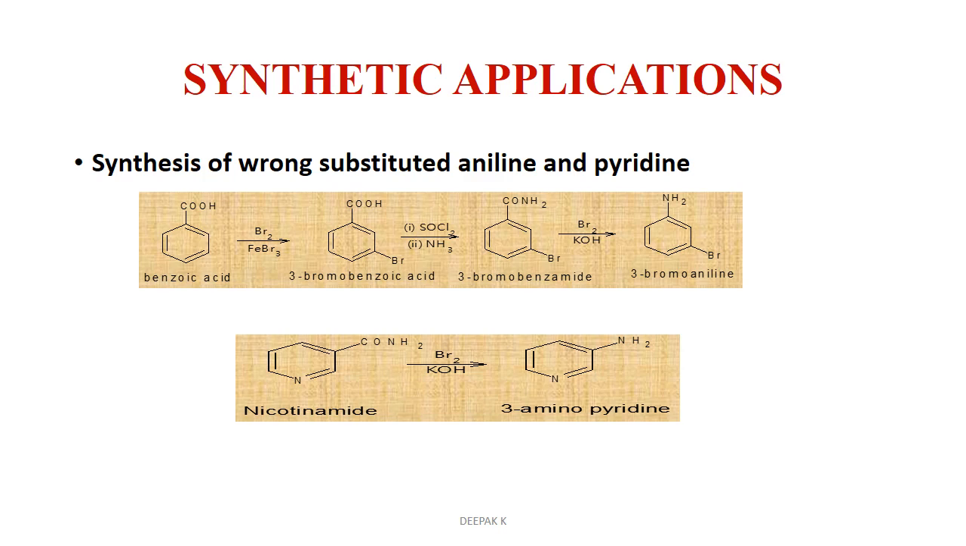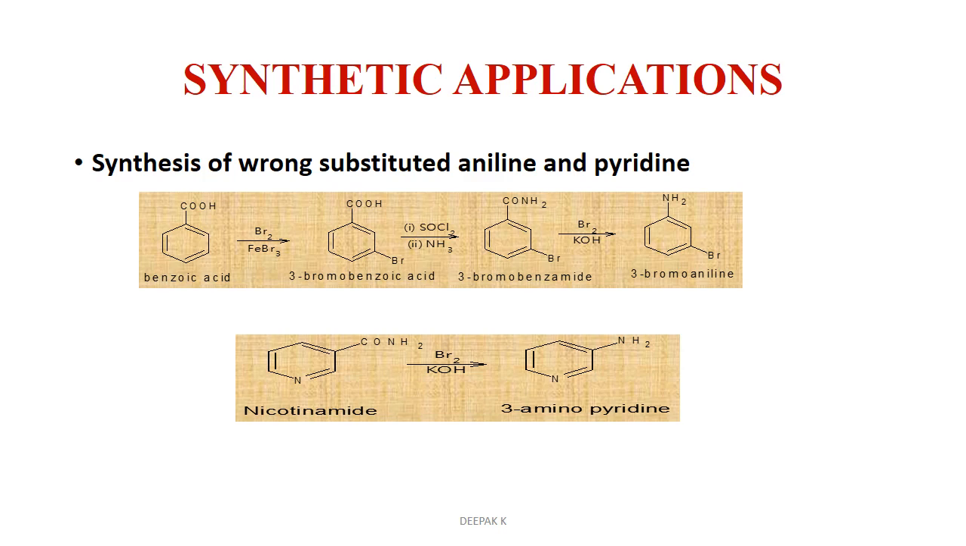How is it happening? Benzoic acid is taken with bromine and FeBr3. What are you getting there? COOH is a meta-directing group, so the electrophile will be at its meta position. Then you conduct the normal reaction. That is, if you are treating with SOCl2, COOH will be converted to COCl, and then if you are treating with ammonia, it will be converted to CONH2, and then bromine and alkali will give you NH2. So in the overall reaction, you are getting an aniline, and at the meta position there is an electrophile, which you will not normally see in electrophilic substitution reactions of aniline.